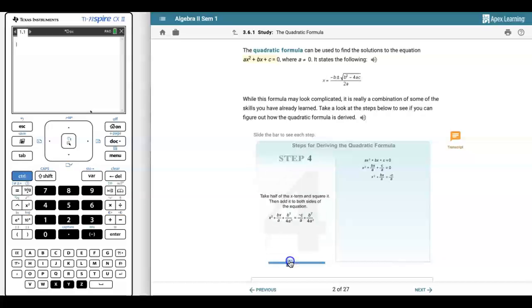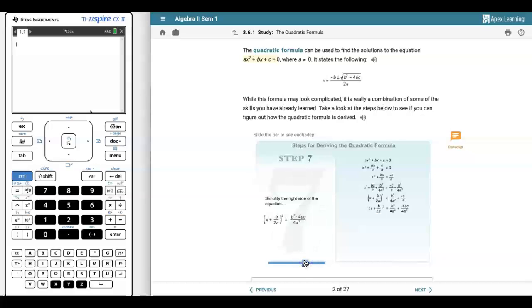Then if we take half of the x term and we square it, we add that to both sides. So it looks like this. Then we factor the left-hand side, and we get the factored perfect square trinomial that we've been working with.